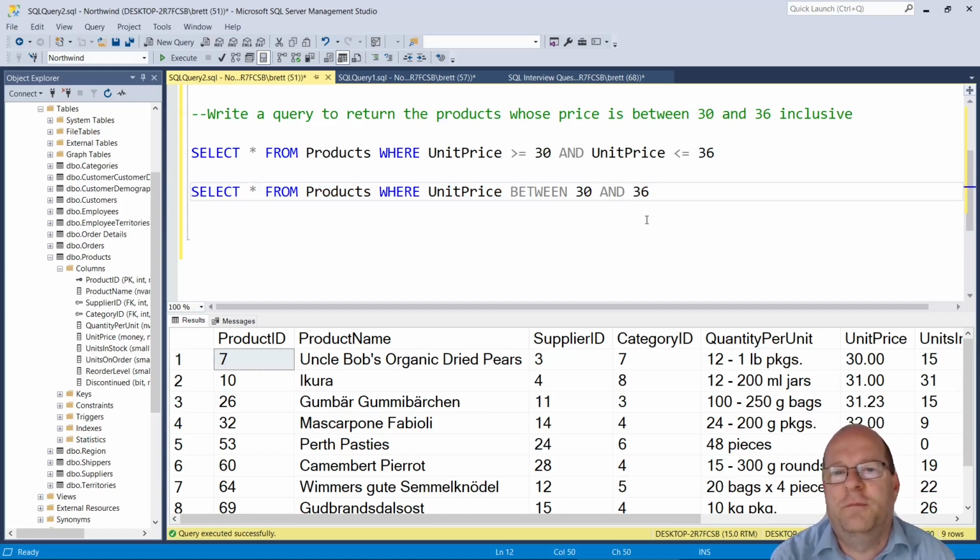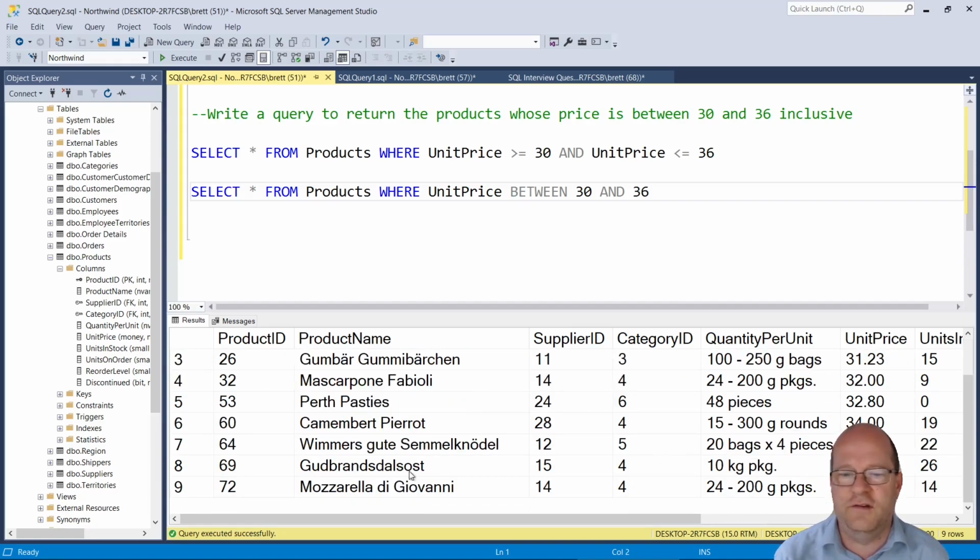The key thing with between is that it is inclusive by default, so if you put 30 here, then it will include products whose unit price is 30, like this one here. And 36, this one is here.